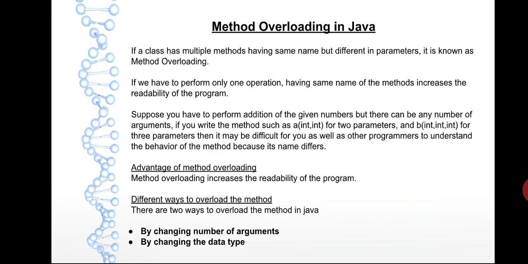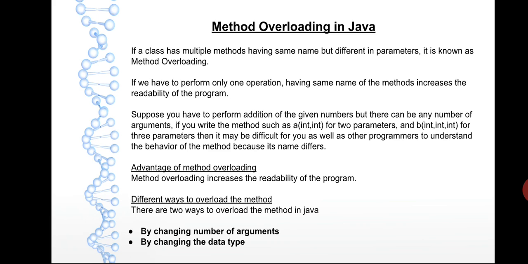Okay, so the next thing is overloading, method overloading. This is the same concept as in C++. So what do you mean by method overloading? When you have more than one method with the same name, that is the concept of method overloading, isn't it? So in Java also you have the same concept. So we will see what it is. If a class has multiple methods having the same name but different parameters, it is known as method overloading.